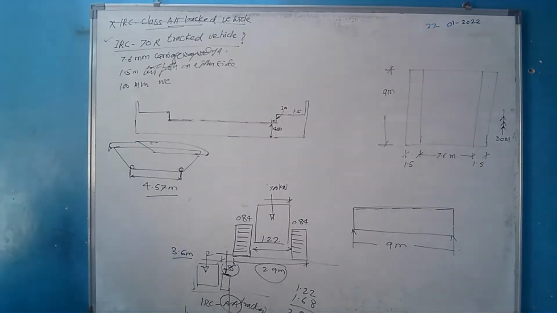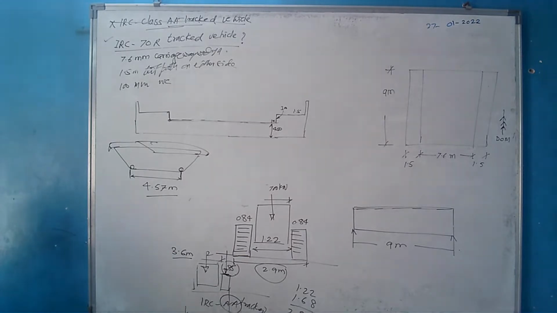What do you think? Will the intensity of load be more because of the IRC class AA vehicle, or will the intensity of load be more because of the 70R track vehicle, or will the intensity of load be the same in both? If I pass an IRC class AA vehicle over a bridge, and if I pass a 70R vehicle over the same bridge, in which of the two cases will the intensity of load be more on the bridge? Yeah, the intensity of load will be the same on the bridge in both the cases. Who will reply to this question?